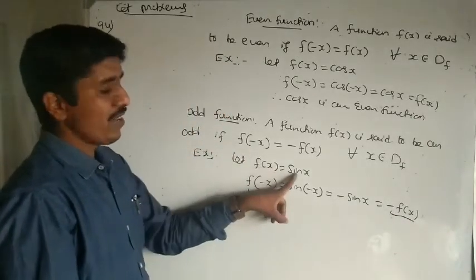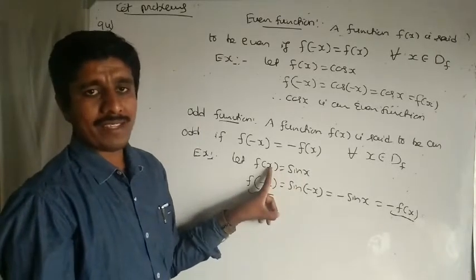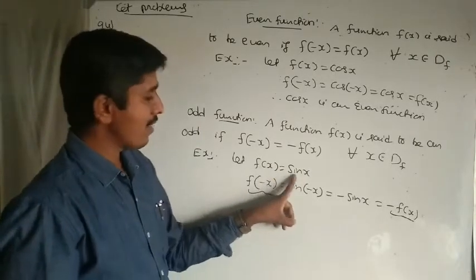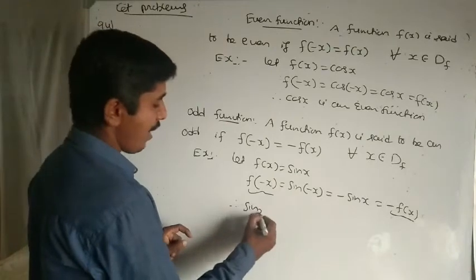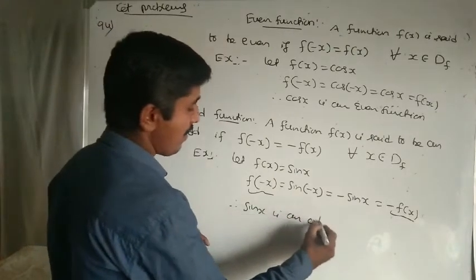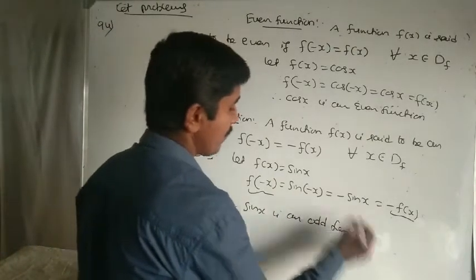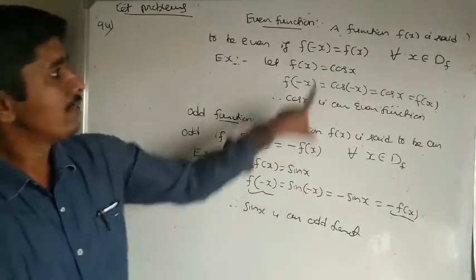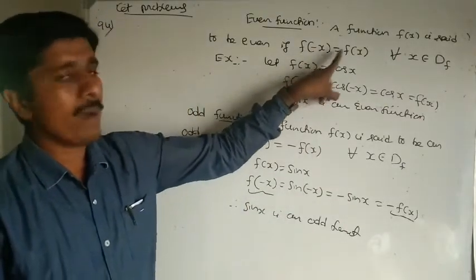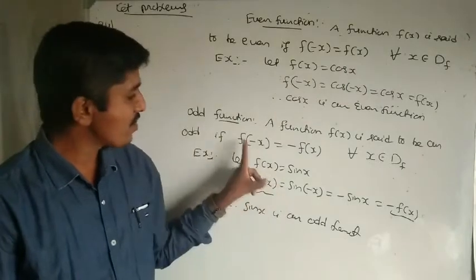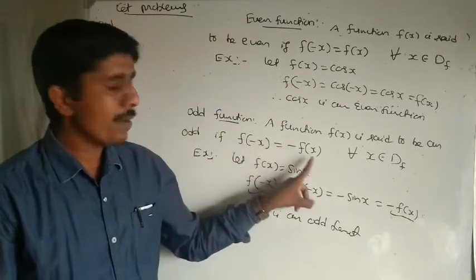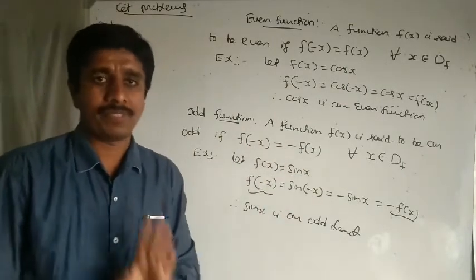Then this function f(x), here sin x, is an odd function. Therefore, sin x is an odd function. Got it. Even function means f(-x) equal to f(x). Odd function means f(-x) equal to -f(x). Got it.